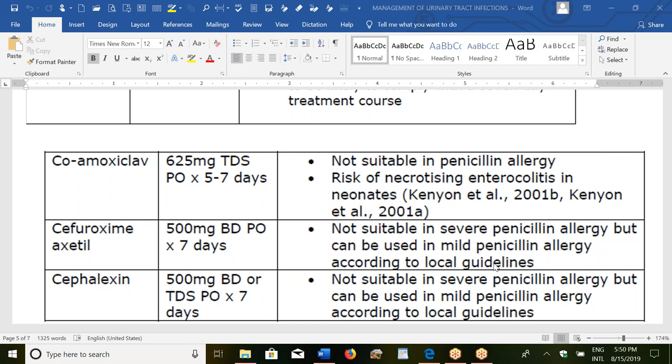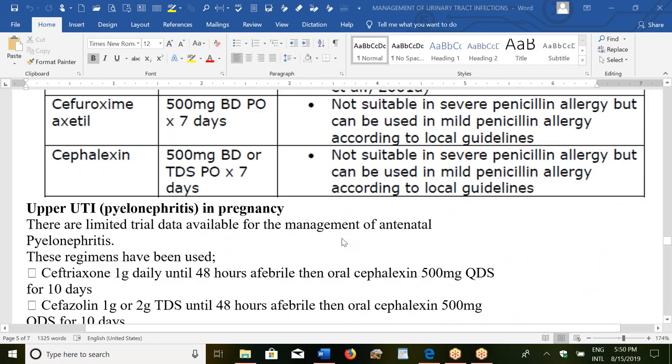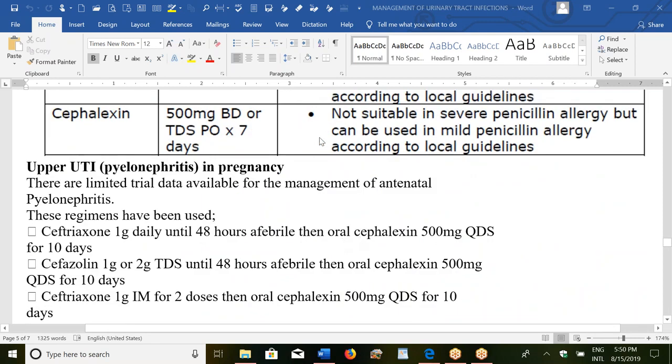Then again a question arises: if the patient is sensitive to penicillin, what is the chance that she will be sensitive to cefuroxime also? Cefuroxime is a second generation cephalosporin. So there is a 5% chance that she will be allergic to both penicillin and cefuroxime. So it is very important to take a full history of the extent of allergy. Cephalexin, this is not suitable in severe penicillin allergy but can be used in mild penicillin allergy according to local guidelines. So that's all for the lower urinary tract infection.